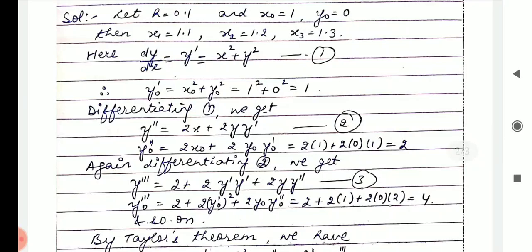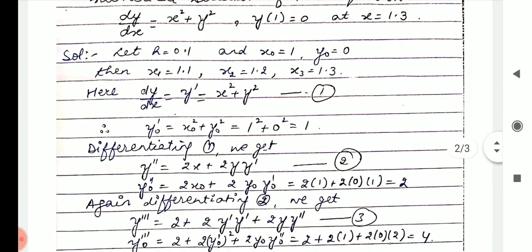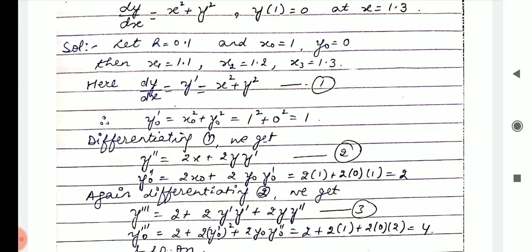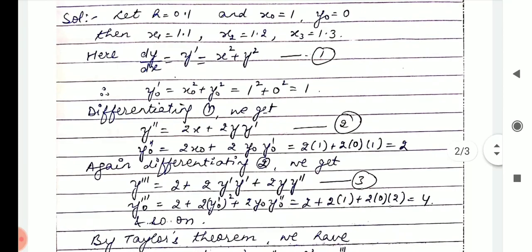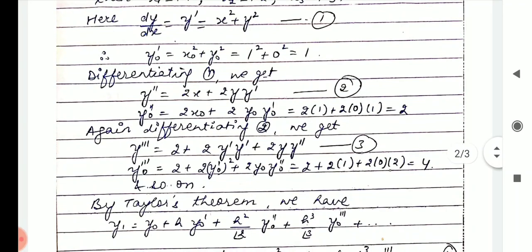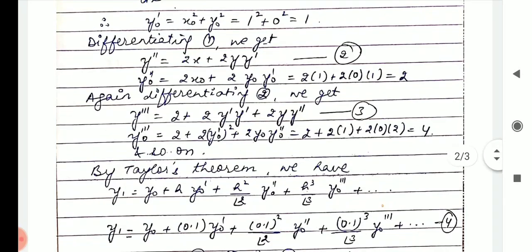So dy by dx as per the given equation is y dash is equal to x square plus y square. So y naught dash is equal to x naught square plus y naught square. We have substituted the values of x naught and y naught, so it comes out to be 1. Again on differentiating (1) we get y double dash: differentiation of x square is 2x and differentiation of y square is 2y y dash. Again we have calculated the value of this expression, that is equation number 2, at the point x naught comma y naught. So y naught double dash is 2.